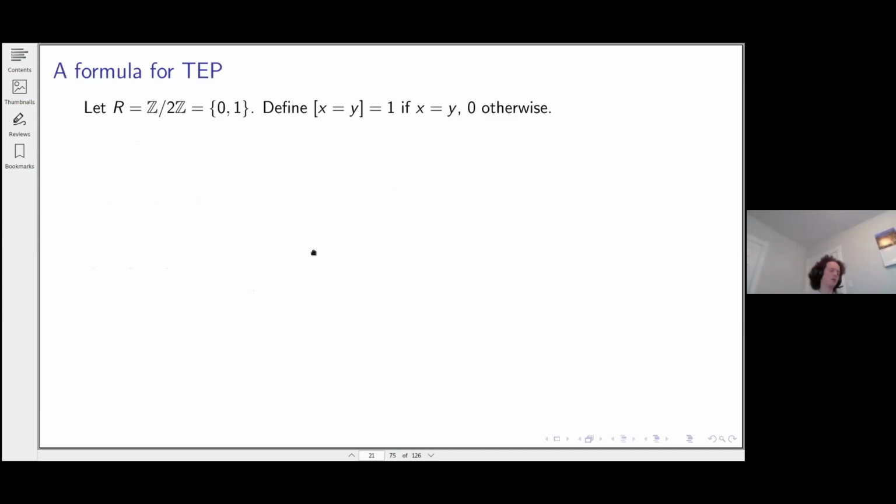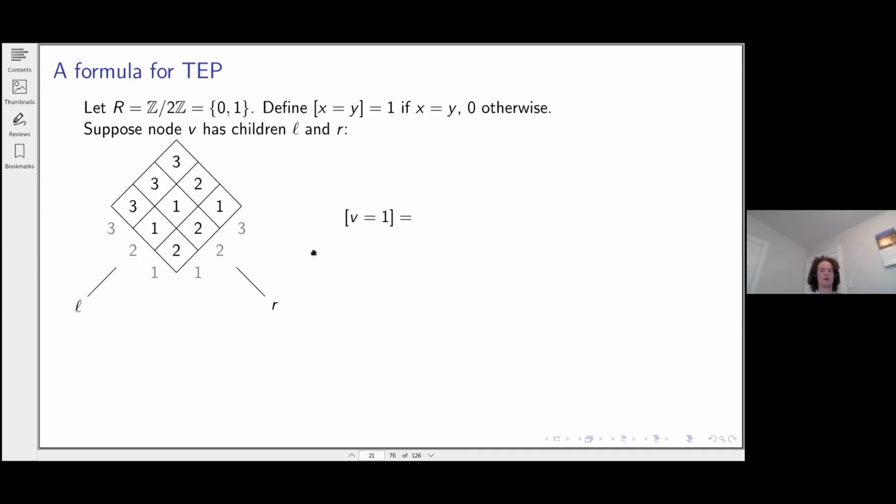So from here on out, I'm going to work over the ring with just 2 elements, so integers mod 2, 0 and 1. And I'm going to define the indicator, brackets x equals y, to be equal to 1 if x equals y, and otherwise 0.